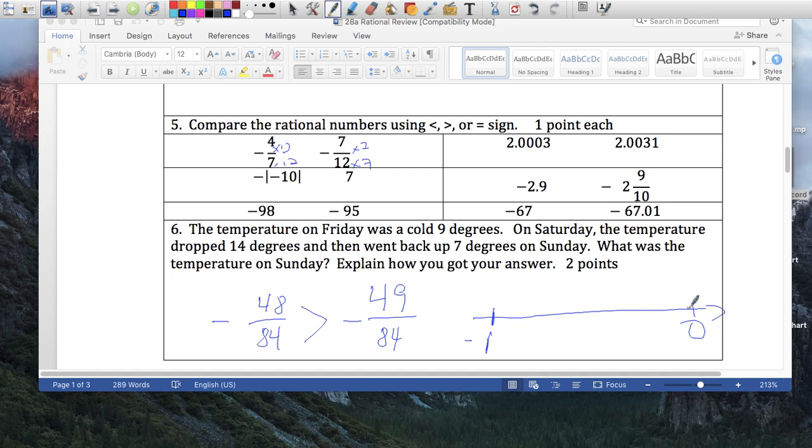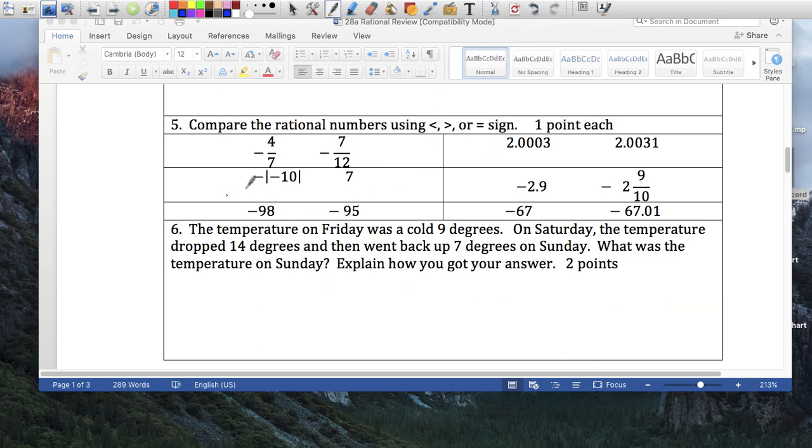So here's 0. As you're going over here, that's one little slice, 2. So 48 over 84 is a little bit more than half, so it would be about here. Negative 49 over 84 would be right next to it. So on the number line, who's on the right side? This guy is negative 48 over 84, which is close to the right, not closer to 0, but to the right. The number on the right will always be bigger. So because negative 48 over 84 is to the right, negative 48 over 84 is bigger than negative 49 over 84. Okay.